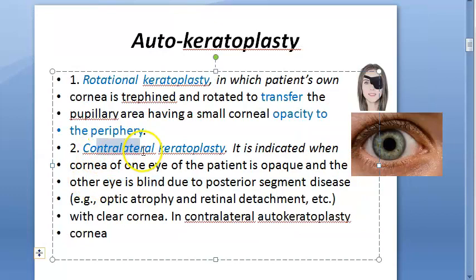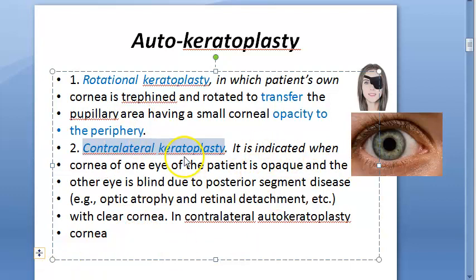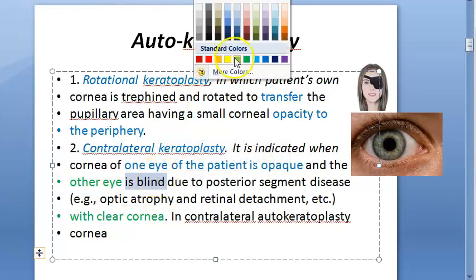So if there is any opacity, they are trying to move it to the periphery. The next type here is contralateral keratoplasty. That is the other side, right? If this is one eye and this is the other eye, this one needs a cornea and this one is anyways blind, but it has a healthy cornea, so they are moving it here. That is contralateral keratoplasty. When one eye of the patient is opaque and the other eye is blind but has a clear cornea.